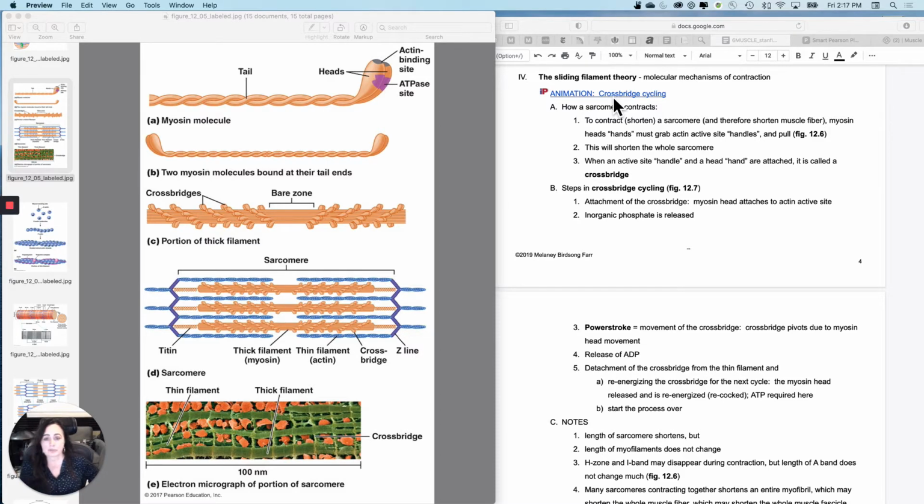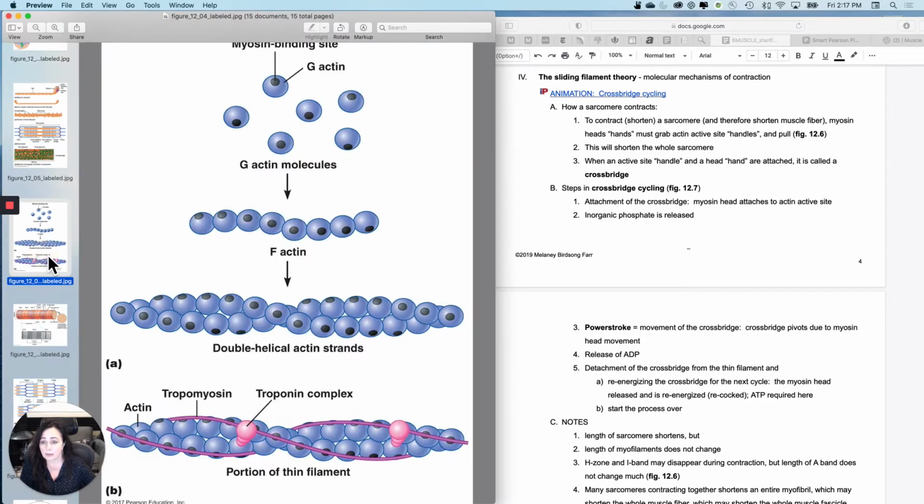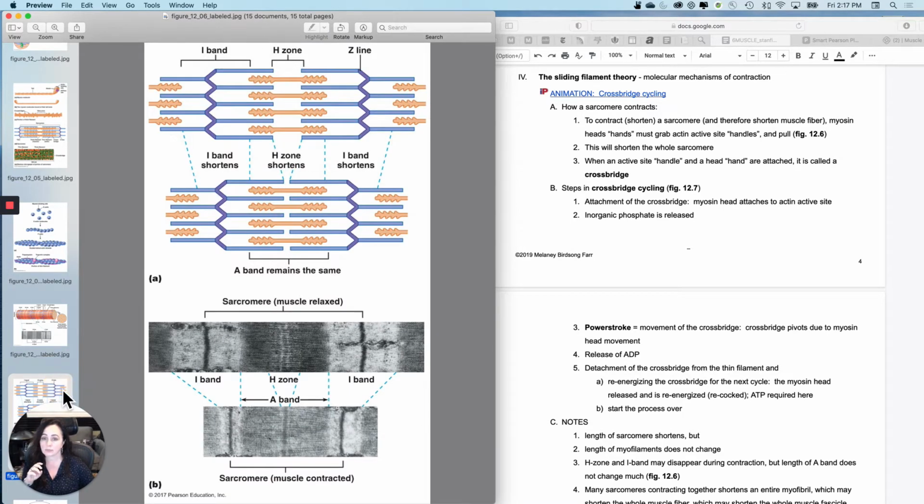Okay, so the big picture of how a sarcomere contracts is that these myosin heads that you are seeing, and here they are up close, will reach up and grab what we call the actin active sites, also called myosin binding sites. And when they do that, they are going to pull, and when they pull, they are going to shorten the entire sarcomere. So myosin heads will reach up and grab the actin active sites and pull. And as they pull, the Z lines will move closer to one another.